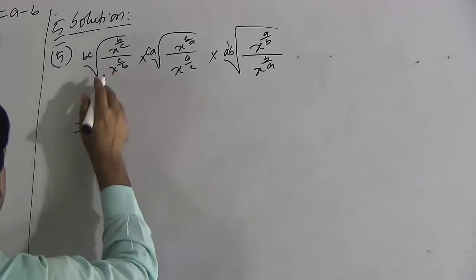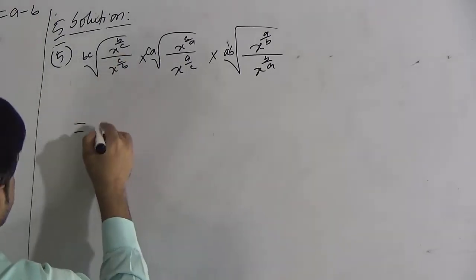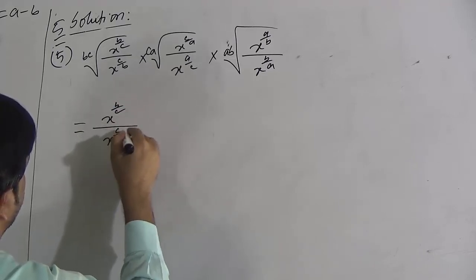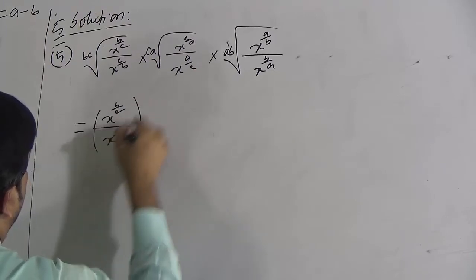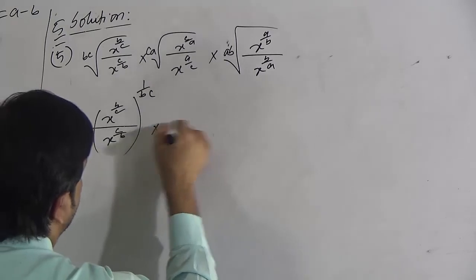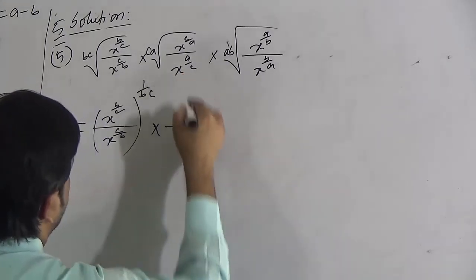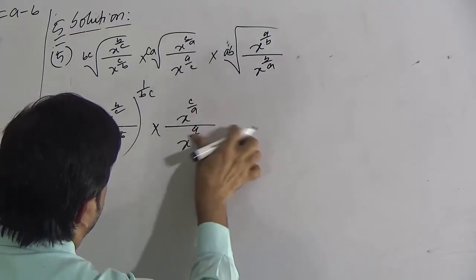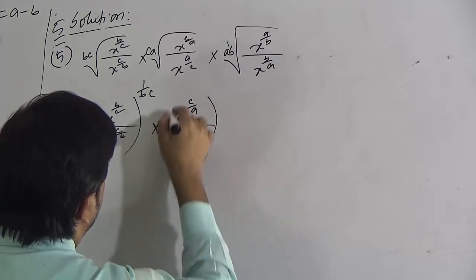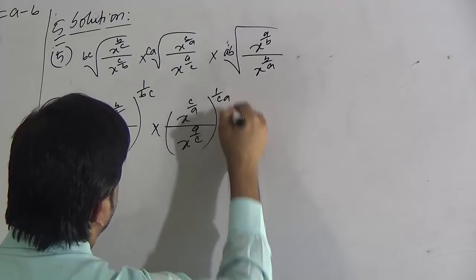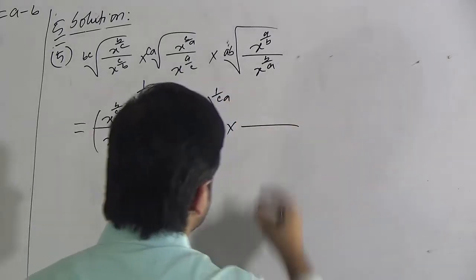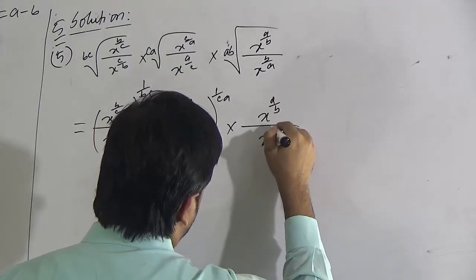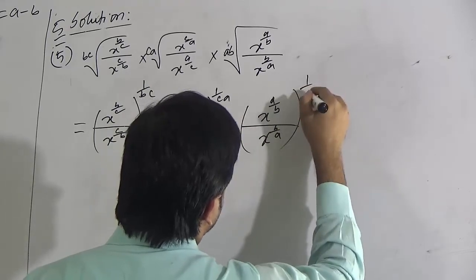We can simplify here, as this is bc root, we can write here x to the power b by c by x to the power c by b whole to the power 1 by bc, as this is bc root, into, similarly we can write the next one, that is x to the power c by a by x to the power a by c whole to the power 1 by ca into the last one is x to the power a by b by x to the power b by a whole to the power 1 by ab.